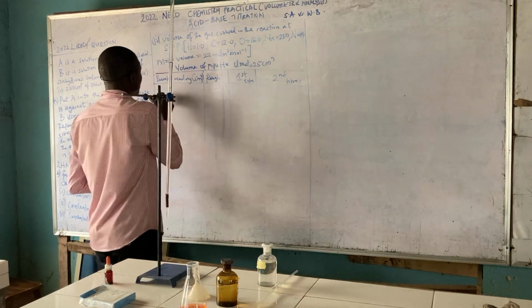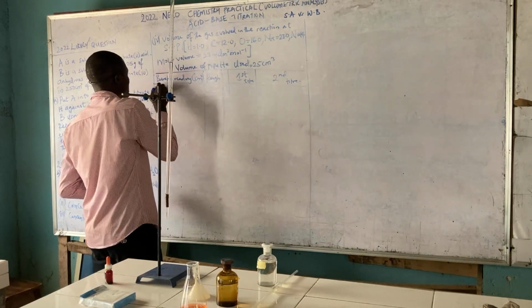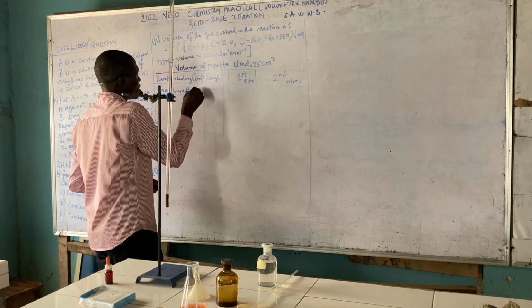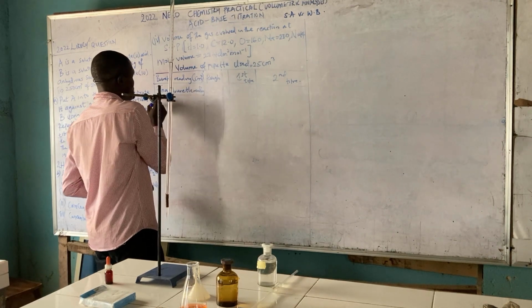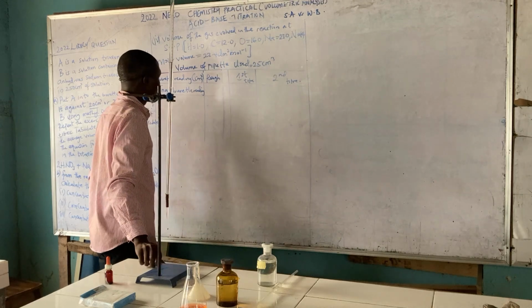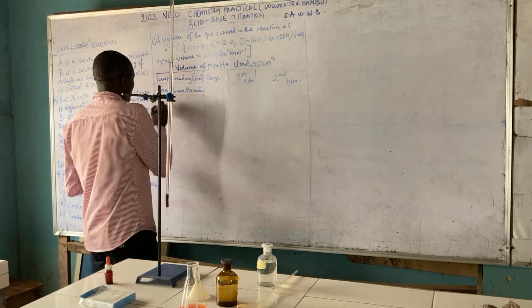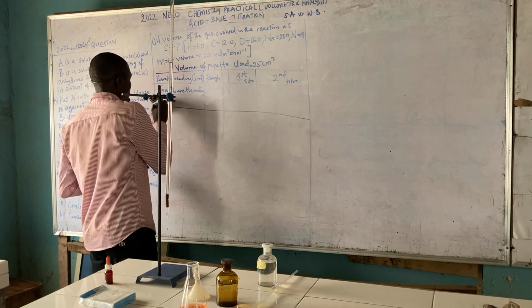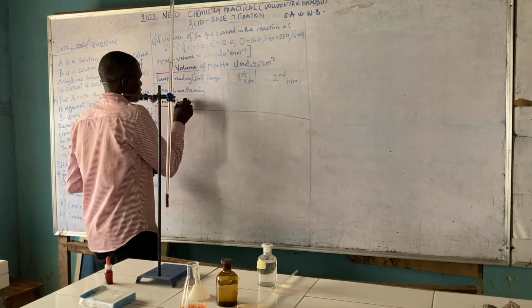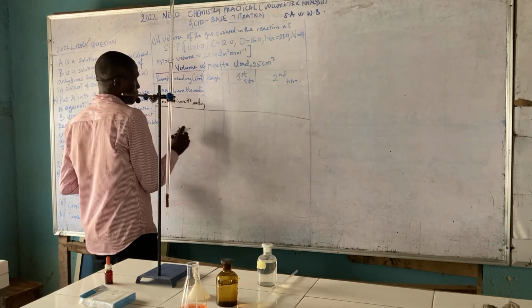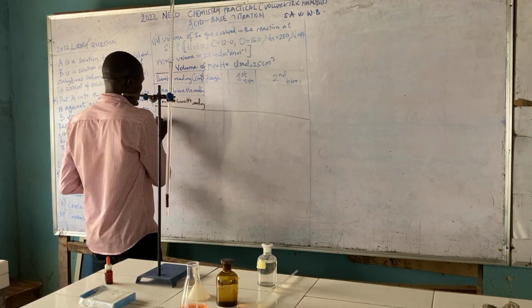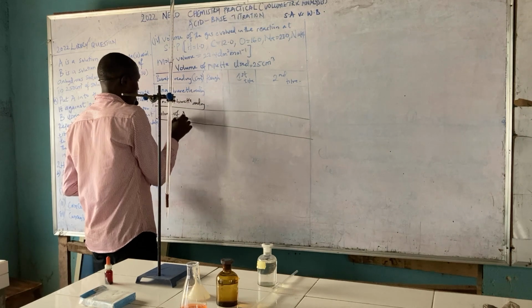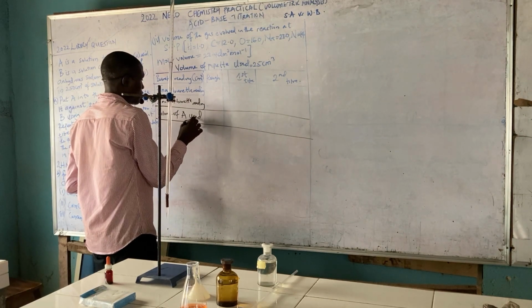Now, the first row here will be the final burette reading, then the initial burette reading, and then the volume of A used in cm³.